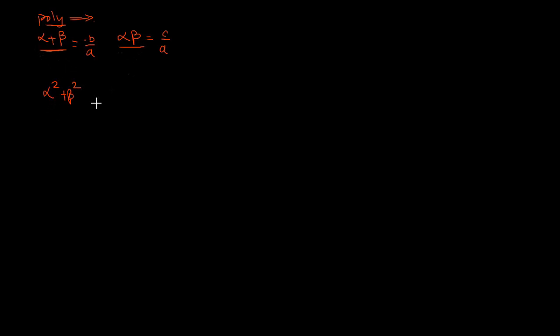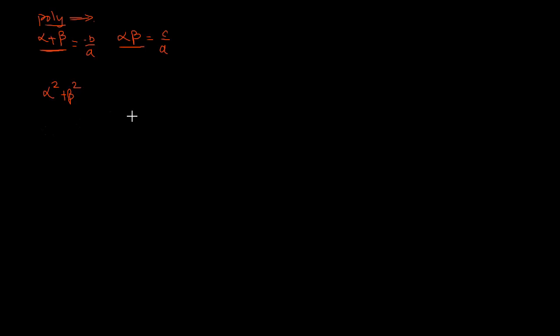Let's look at some scenarios of how we can use the sum of zeros and product of zeros. Maybe there is a polynomial given, and you use it to find the sum, which is minus b by a, and the product, which is c by a. How do I find alpha square plus beta square? I know that I can substitute these. There might be other ways, but this is the best way, in my opinion. So let's find out how we get this.